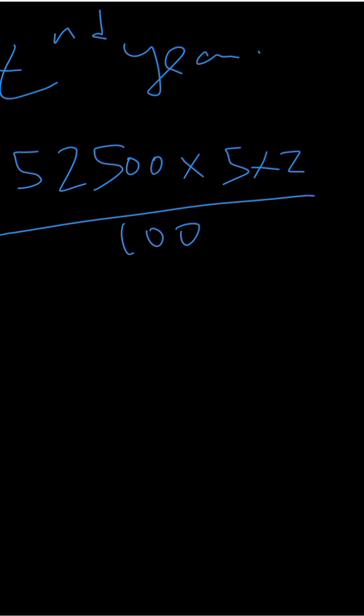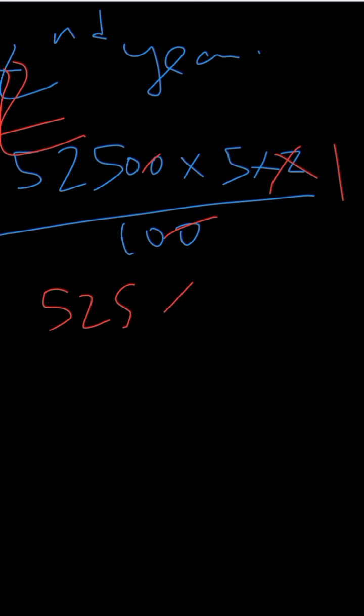So it is PRT upon 100. Again I want to tell you here, not 2. Why? It is only 1. Why? Because it is for the second year. The first year we already calculated. So 5 twos are 10, 0 0, I am cutting it down. So 525 into 5, so I can write the answer over here. Now listen carefully to one thing. This is the interest for the second year.